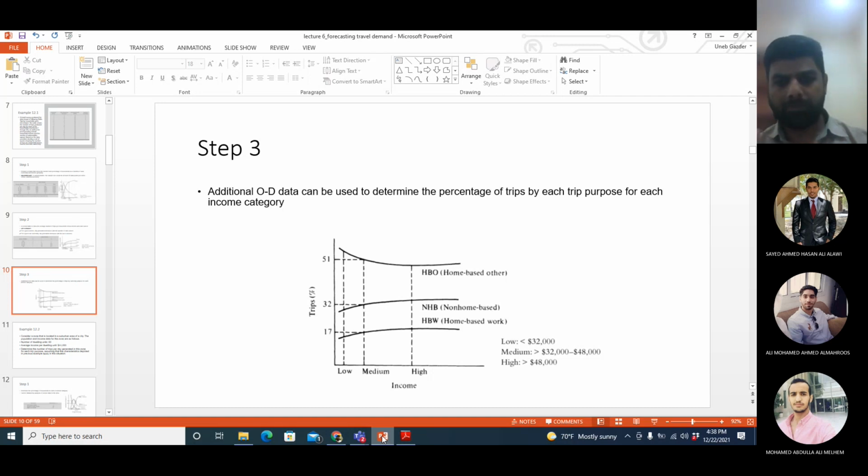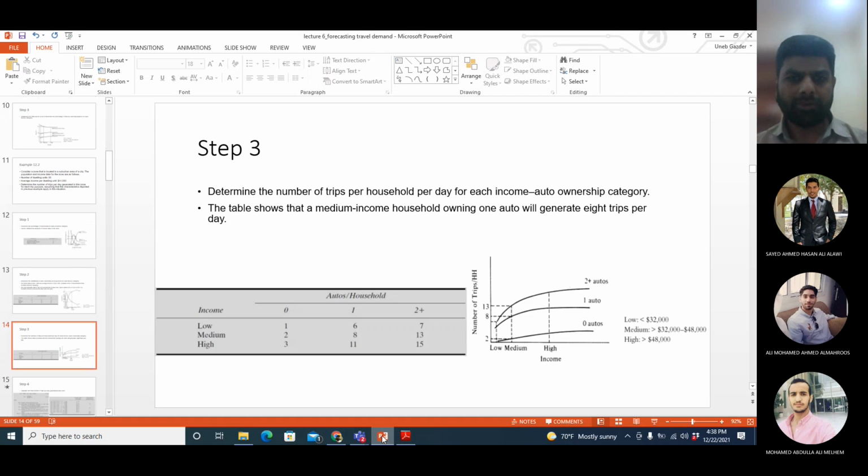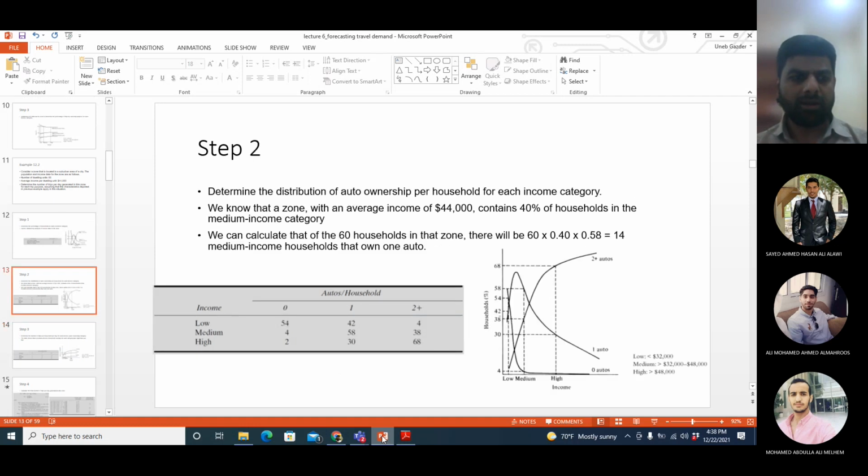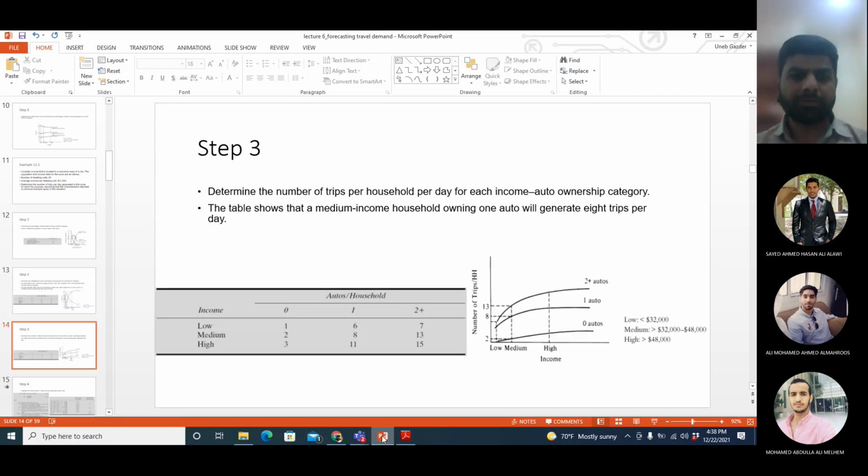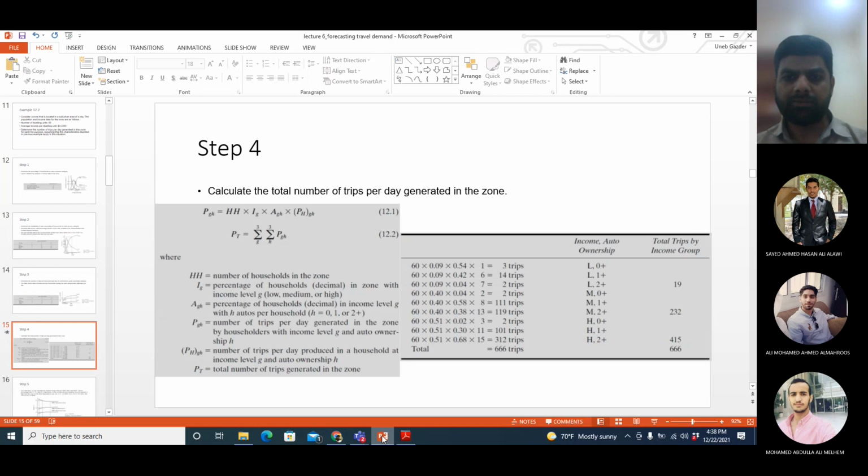Then they collected additional data. I think we missed one step. Let me complete that, which is the percentage of the trips belonging to each trip purpose. So what you have calculated is this.